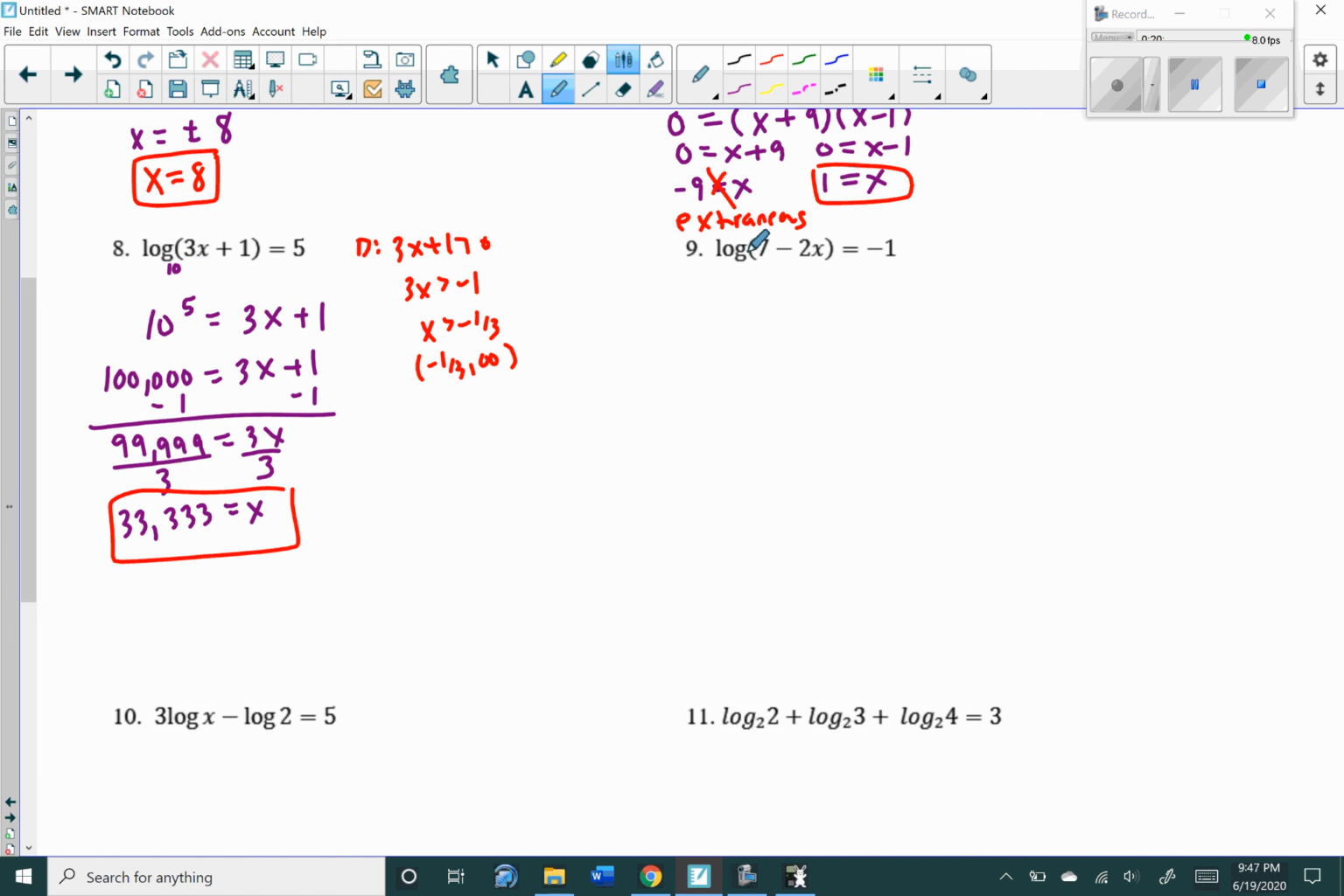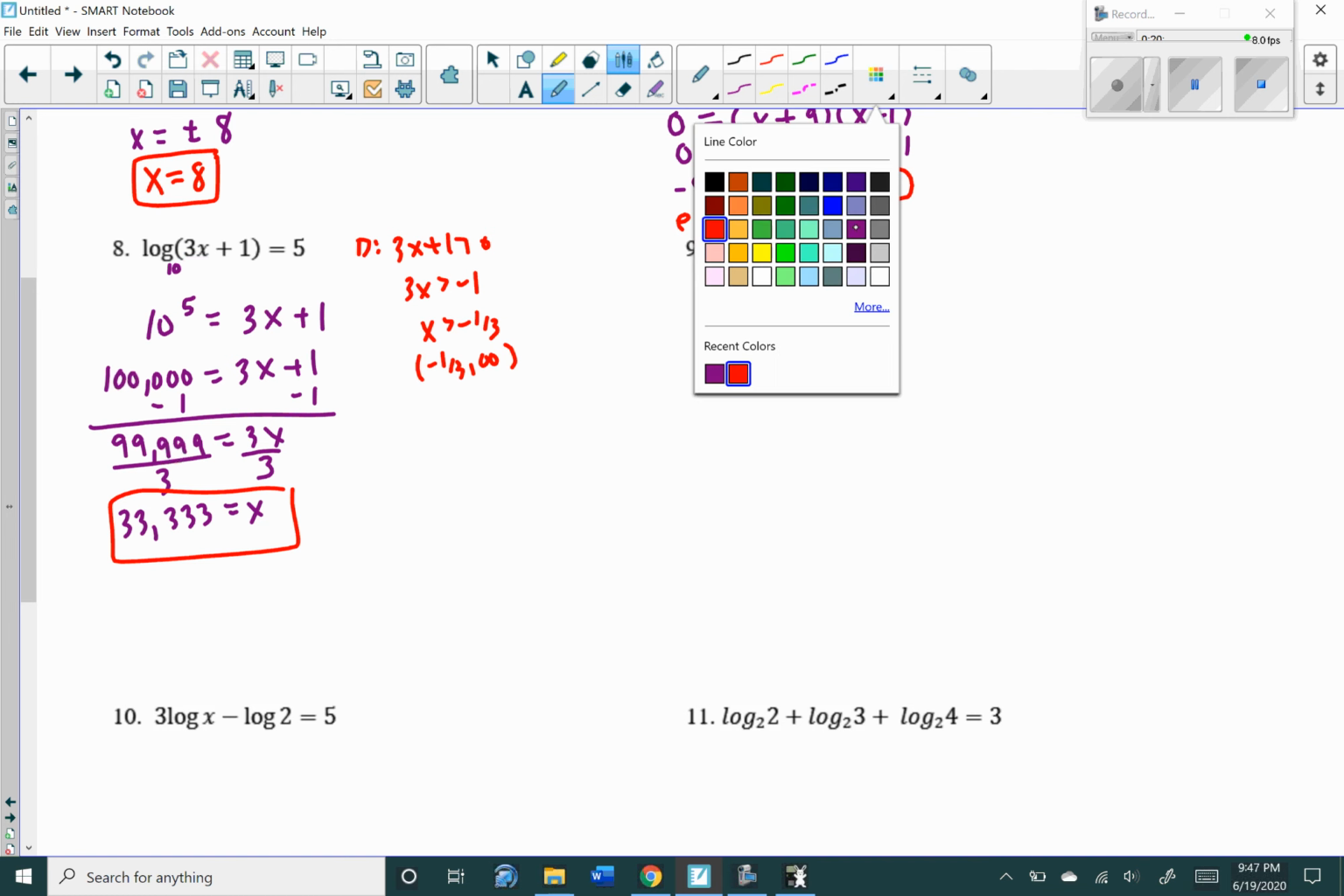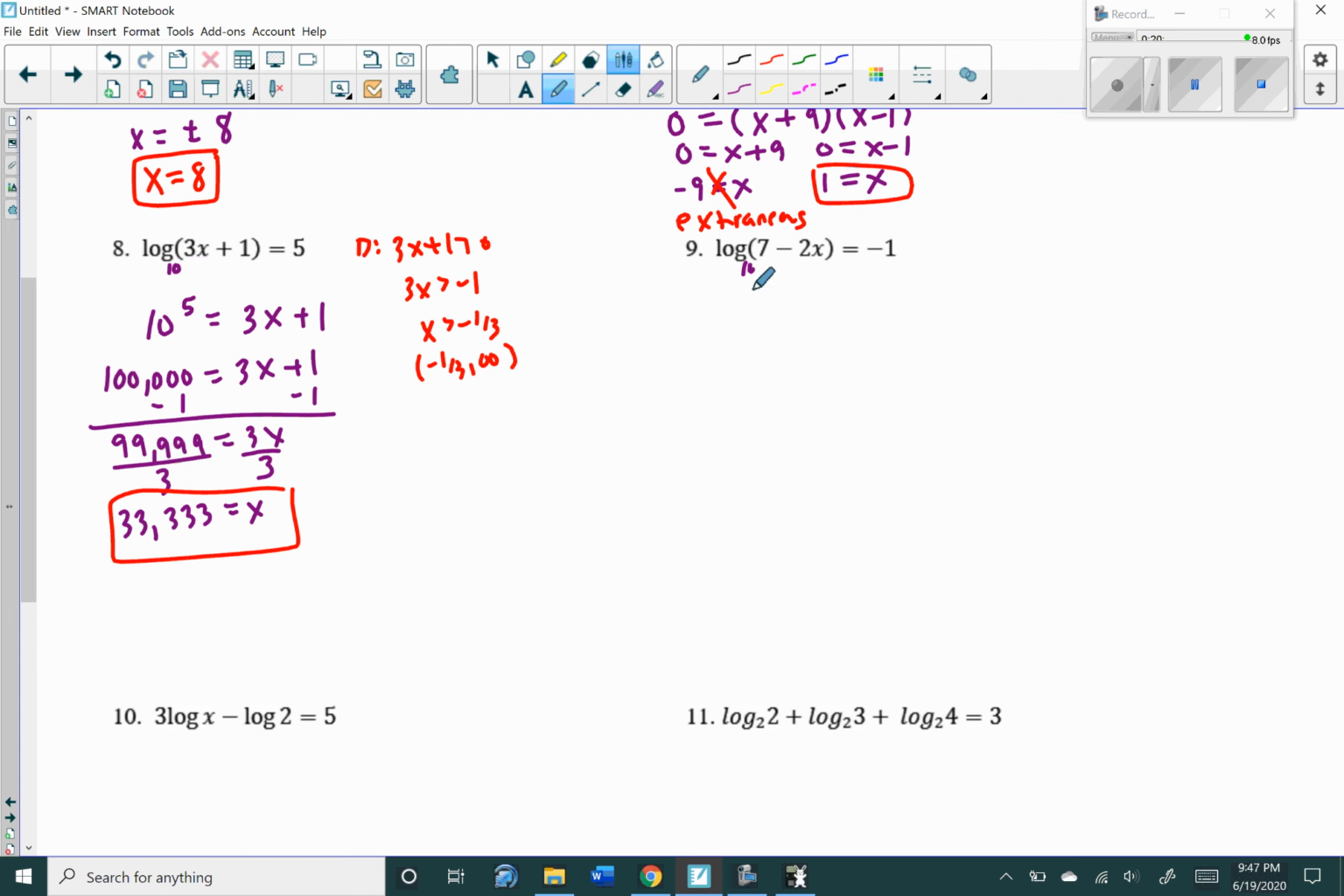Looking at question number 9, again, the base is not written, so we know this is a base 10. It's already isolated for the log, so 10 to the -1 equals 7 minus 2x. For this, you can write that as a decimal if you want, or we can think about this. If it's 10 to the -1, we know that's 1/10. Whatever works for you is fine.